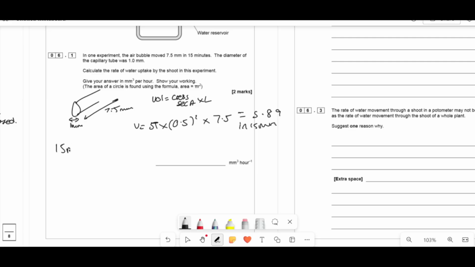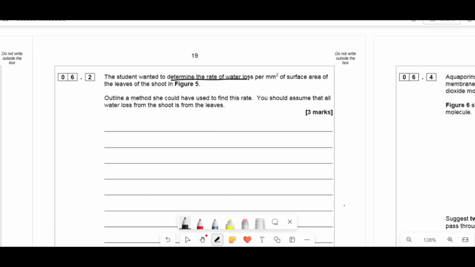If 15 minutes meant that this volume of water was taken up, then 1 hour, 60 minutes, would be 4 times as much, because 60 is 4 times 15, so this would be times by 4. So if you times this by 4, we end up getting 23.56, which is roughly 23.6. There you go. Done.